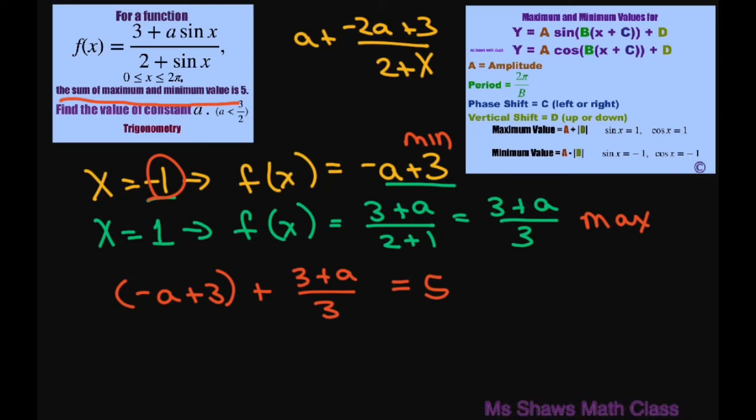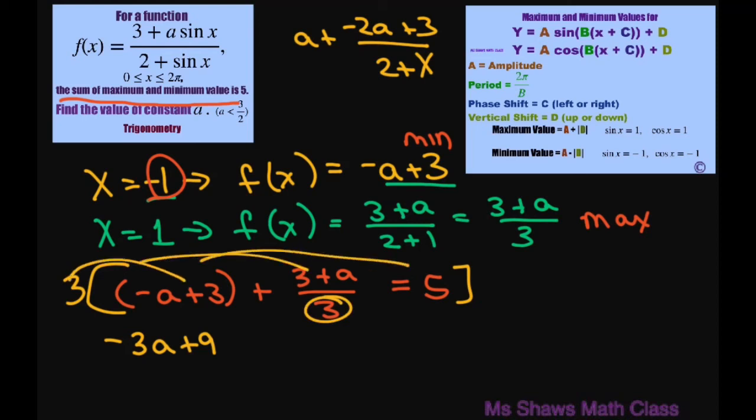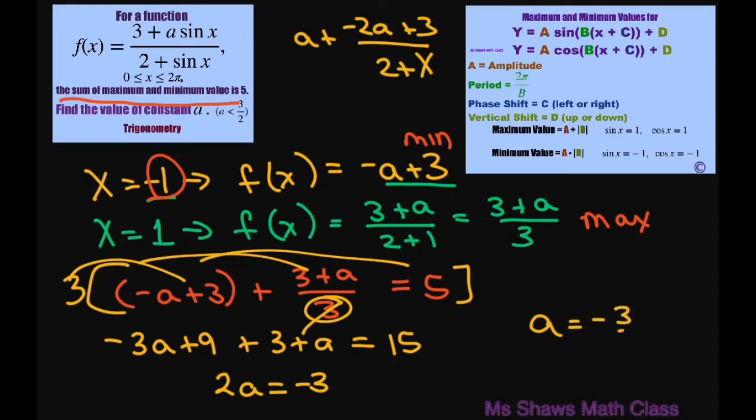The next step would be to multiply everything through by 3. And this is going to give you negative 3a plus 9. So I'm trying to get rid of that 3. So I'm distributing this. All right. And then we're going to get plus 3 plus a. Just copy that down because that will cancel out. Then we have 15. And simplifying all this, we're going to get 2a equals negative 3. And then solving for a, we get a equals negative 3 divided by 2.